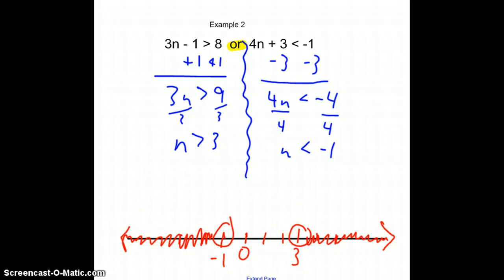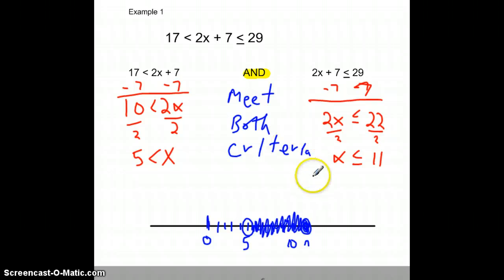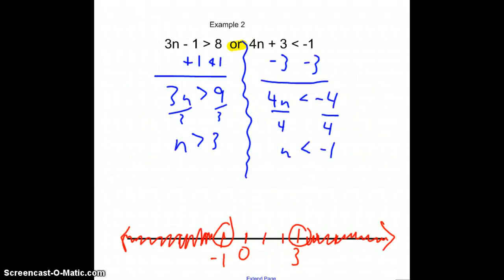Whereas if you go back and look at this other graph, you can definitely meet criteria. You could be less than 11 and bigger than 5. Okay? So you got to meet both in this case. So notice it's a middle graph that's colored in here for an and. When we have an or, it's going to split and go in opposite directions where it's literally impossible to meet both of these criteria. Okay? We'll do some more practice with those in class.